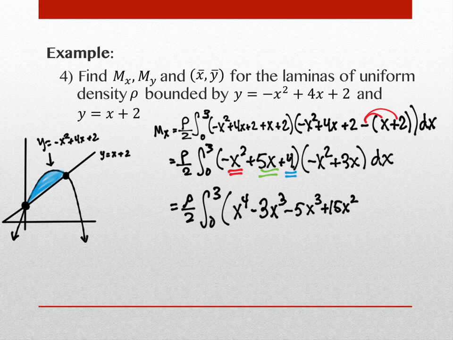And then we're going to distribute the 4 through. So 4 times negative x would be negative 4x squared. Negative x squared, I mean. And then 4 times 3x would be plus 12x.